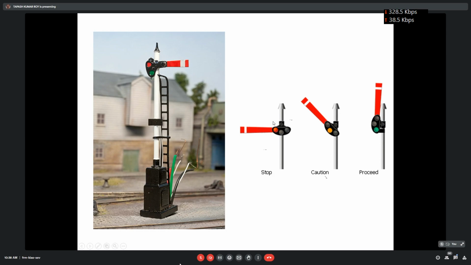So when it moves like this, the light will automatically come in this portion. It is a yellow light, so the driver can easily take caution for movement of the train. Another, if we come to this one, then the light will come here. By concept, one single light will be there, but due to change of position, it will show red, yellow, and green. This is known as the semaphore signal.